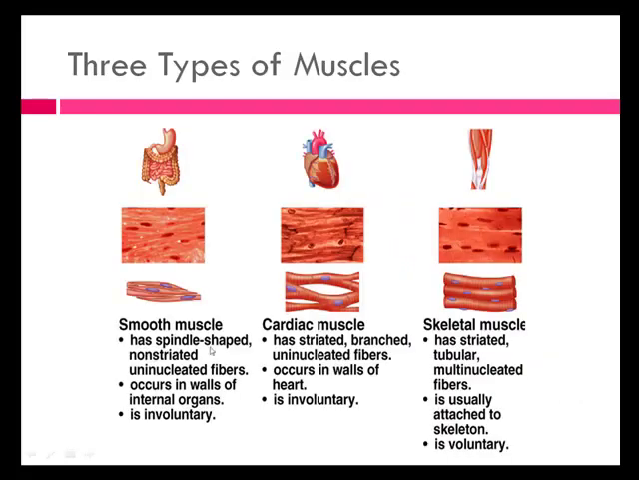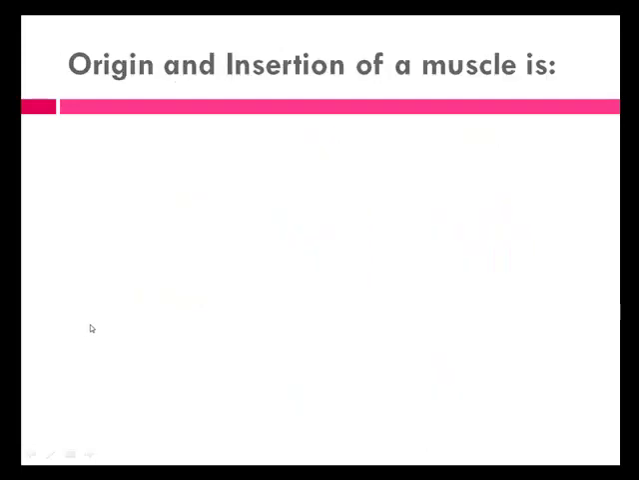Smooth muscle has a spindle shape, non-striated, and uninucleated fibers, occurs in the walls of the internal organs and is involuntary, so we do not control these. Cardiac muscle has striated branches and uninucleated fibers, occurs in the walls of the heart, and is involuntary. Again, we do not control this. Now, skeletal muscles have striated tubular fibers. They're more like tubes, and they have multiple nuclei, and they are usually attached to the skeleton, and it is voluntary, so you can control the muscles on your body.